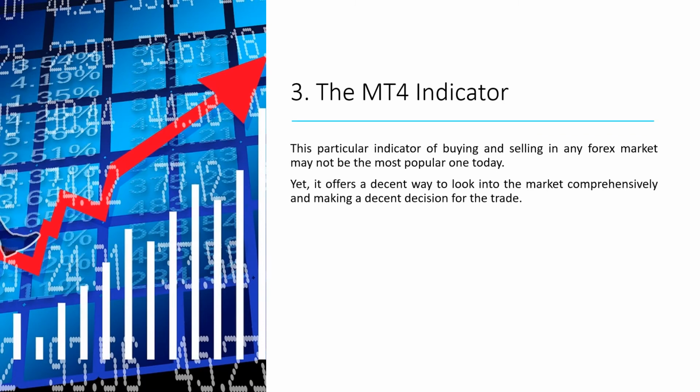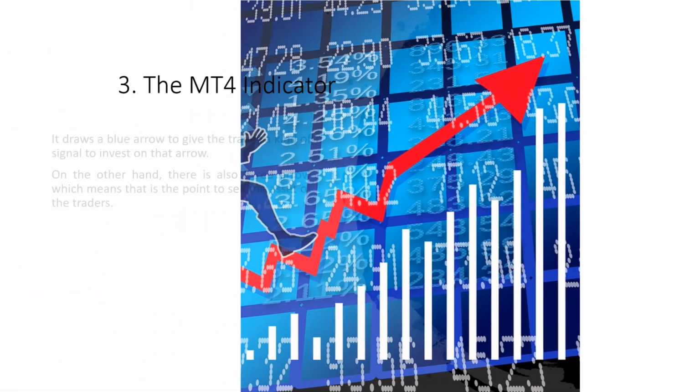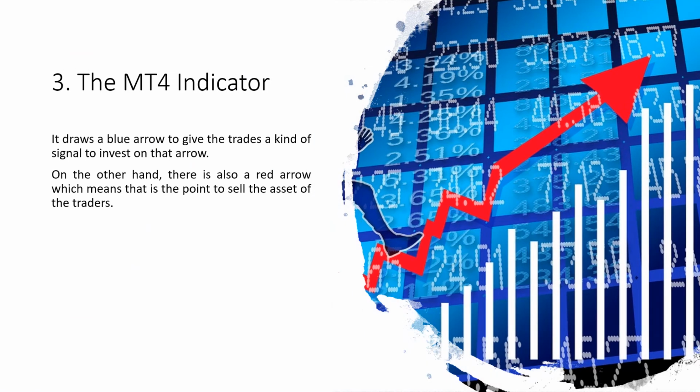3. The MT4 indicator. This particular indicator of buying and selling in any Forex market may not be the most popular one today. Yet, it offers a decent way to look into the market comprehensively and make a decent decision for the trade. It draws a blue arrow to give the traders a kind of signal to invest on that arrow. On the other hand, there is also a red arrow, which means that is the point to sell the asset of the traders.